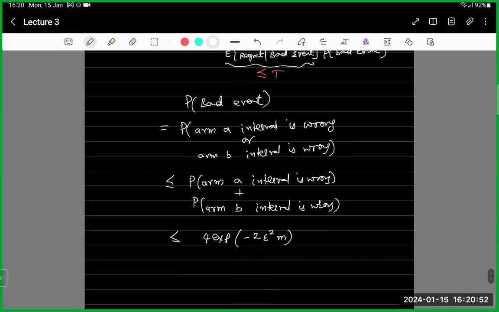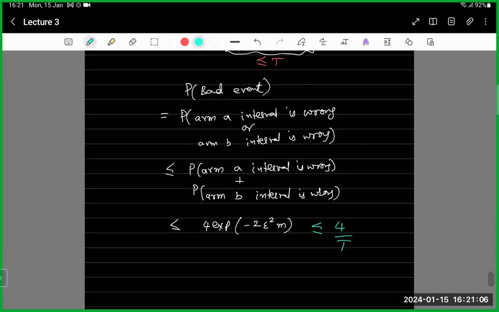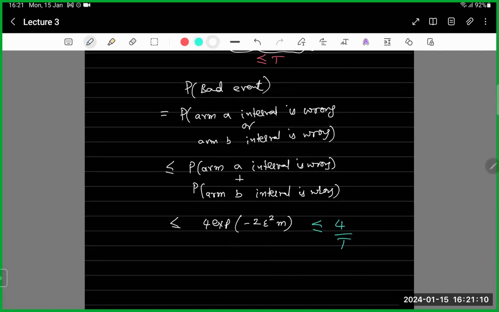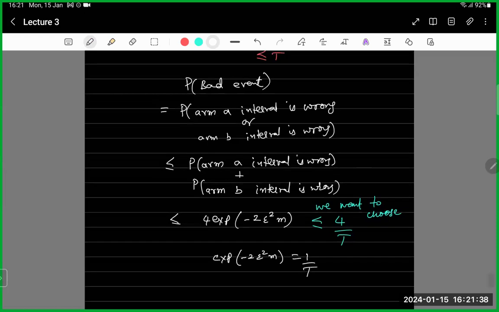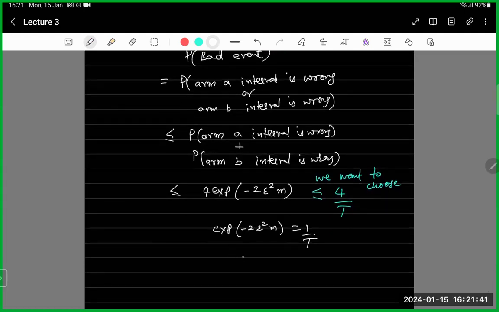Everyone is fine with this. So now let's say we want it to be less than or equal to 4 by t. We want to make the bad event probability very low. Then what is that m epsilon equal to? We want to choose the probability of the bad event to be less than or equal to 4 by t. Then what will it give us? Did anyone calculate? So let's say this is the bad event, and what do we get if you take log?